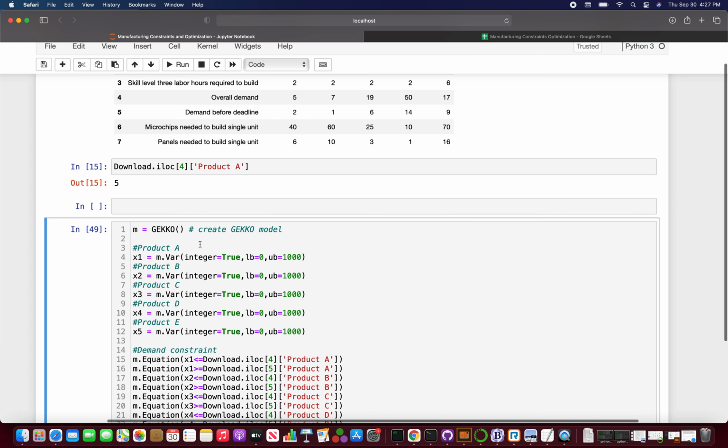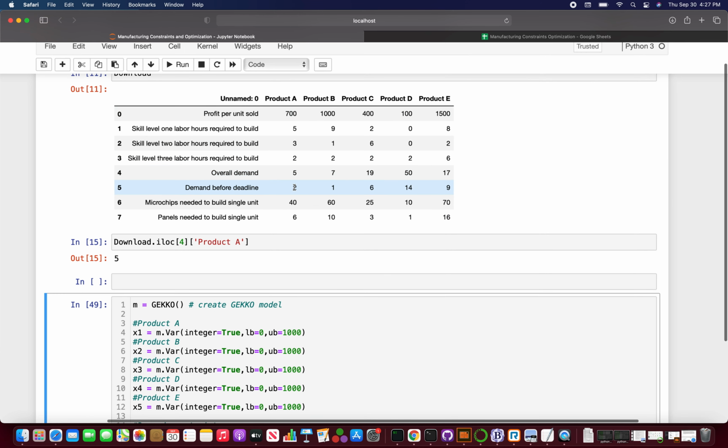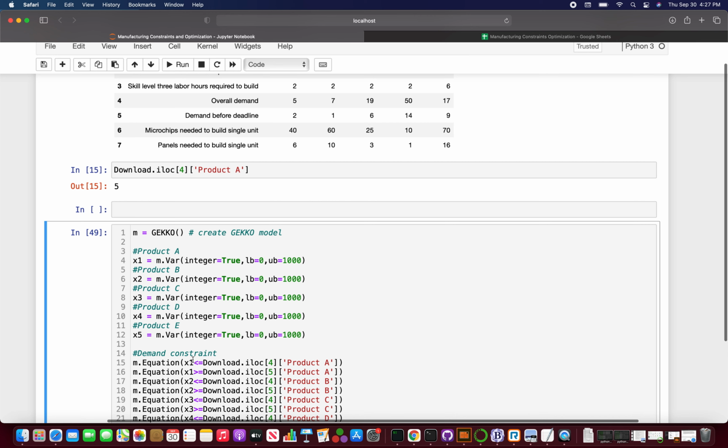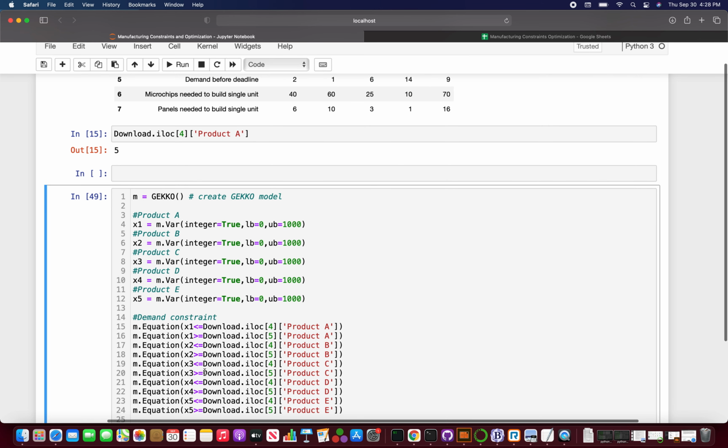So for product A, we want to build between 2 and 5 parts. We don't want to build more than the overall demand in this scenario. There could be cases where we would want to do something like that. But we're going to put some rules in that tell product A, which is represented by X1, to be less than the overall demand and greater than the demand before deadline. So in the end, we'll have somewhere between 2 and 5 parts built for product A. We'll have somewhere between 1 and 7 for product B, 6 and 19 for product C, and so on. And this is described in these sections right here.